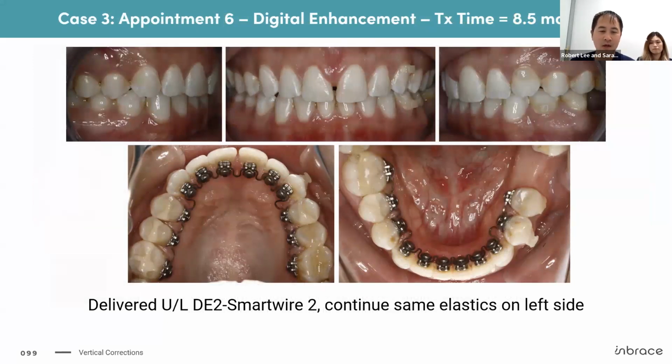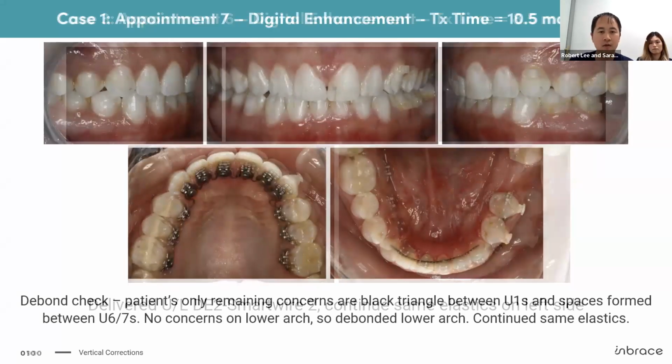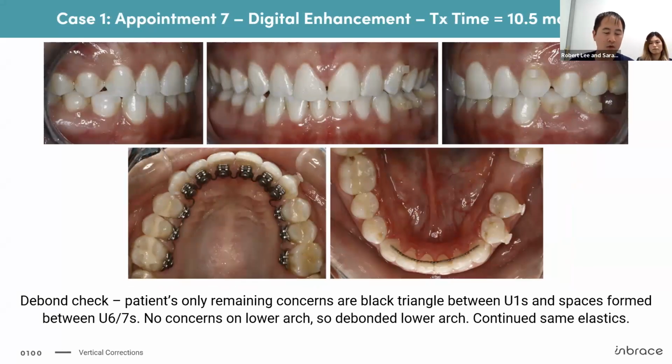So in the next visit back, we put on the upper and lower DE2 smart wire 2. This is actually the first DE for the lower, second for the upper because of the staged space closure. We're still continuing the same elastics on that left side. When the patient comes back 2 months later, we're at a debond check now.